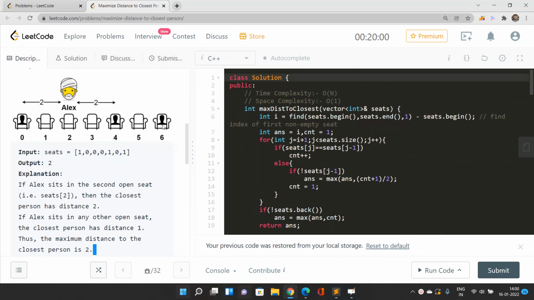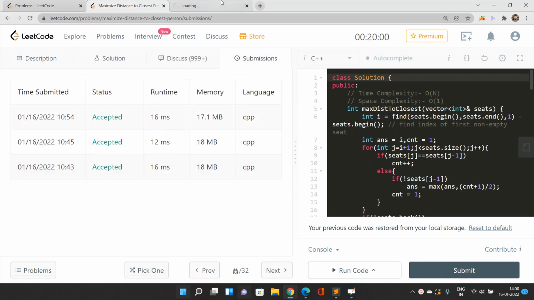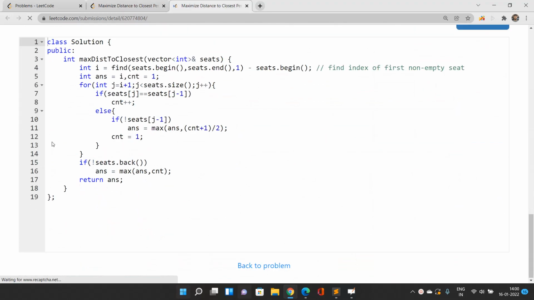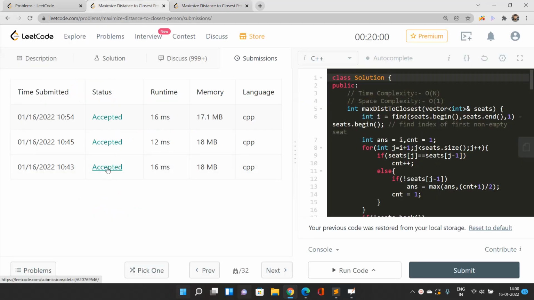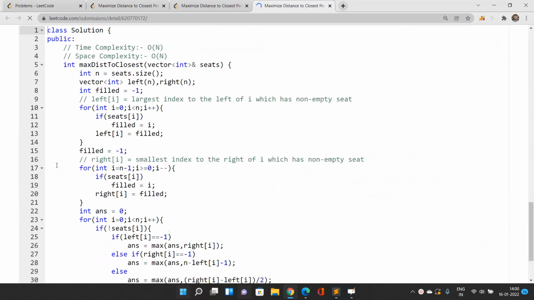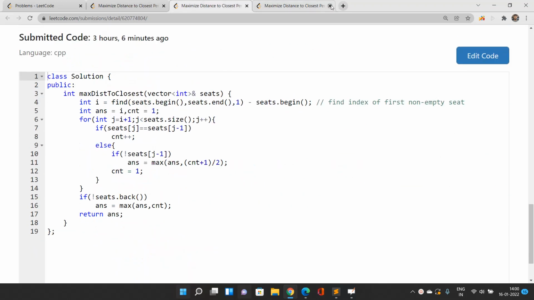Okay, so I need to just go to the submissions. Yeah, I have these consecutive segments of zeros. This can be implemented in O(n) time and O(1) space, but I have some extra solution also which uses O(n) time and O(n) space, but that is quite lengthy, so I will try to explain this one. So you can see the consecutive segment of zeros can occur at the beginning of this array or at the end of this array.